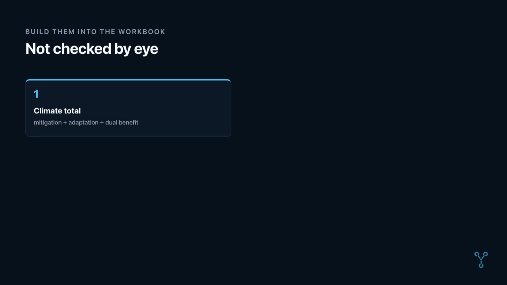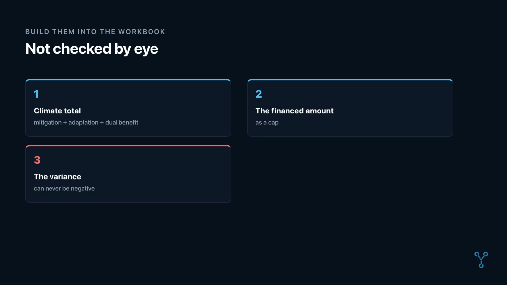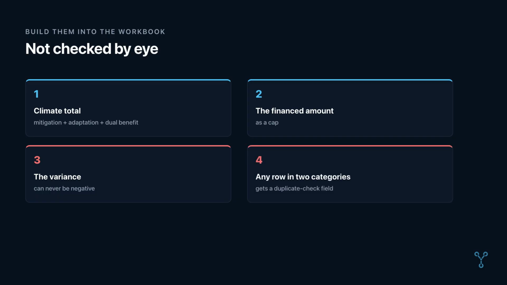For every row, check the climate total. This is mitigation plus adaptation plus dual benefit. Check the row's financed amount as a cap. Check the variance between them. This can never be negative. Any row appearing in more than one climate category gets a duplicate check field.